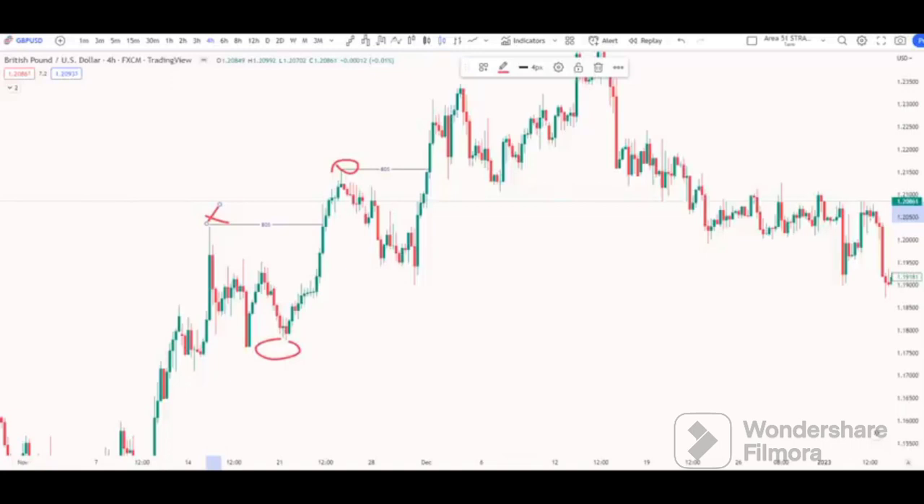So what you do from here is you're going to have to go to the lower time frame, like the 15 minutes, 1 hour, and just wait for the price to create the pullback to the downside, creating lower highs, lower lows, okay, until it comes back to your demand zone.